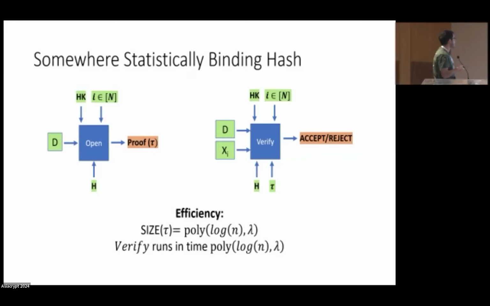And of course, we have a way to open succinctly at a position, like in any vector commitment. So basically, with an open algorithm, one can open to one location of this vector and produce a succinct proof that has polylogarithmic size, and the verification time is also polylogarithmic.